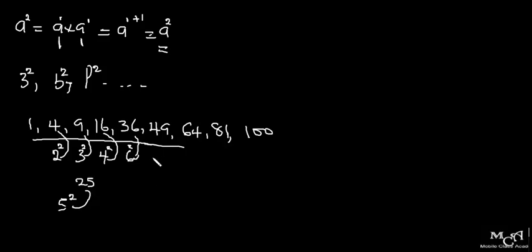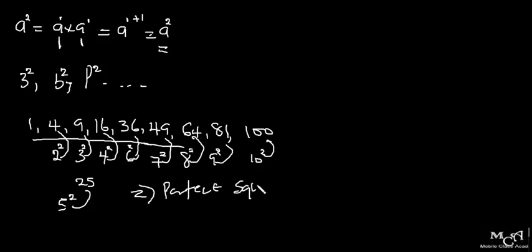7 raised to the power of 2 is going to give me 49. 8 raised to the power of 2 gives me 64. 9 raised to the power of 2 gives me 81. 10 raised to the power of 2 gives me 100. All these numbers that I've listed are called what? Perfect square. Why are they referred to as perfect square?